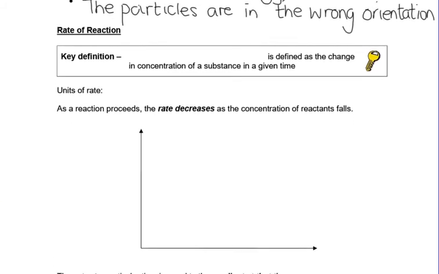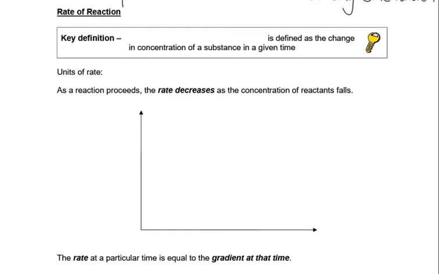So what do we understand by the term rate of reaction? Rate of reaction is defined as the change, the difference, in the concentration of a substance. Maybe at the start of the experiment there's 1 mole per decimetre cubed, and 10 seconds later there's half a mole per decimetre cubed, so we've lost half of our concentration in 10 seconds. How much might we lose in 5 seconds? Less. How much might we lose in 20 seconds? Some more. So it's a change of concentration in a given time.